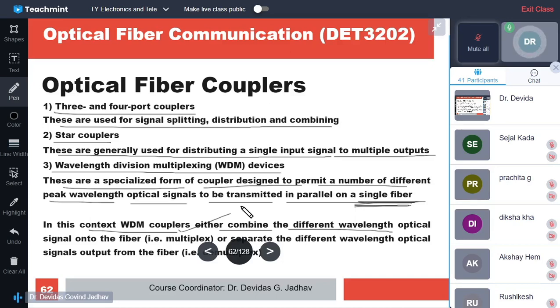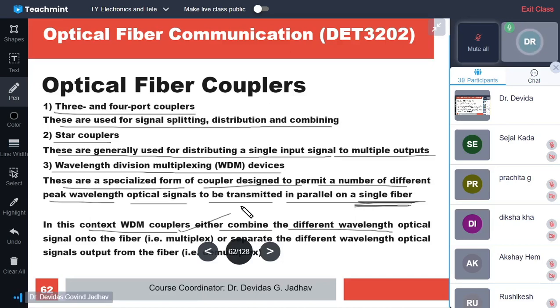Similarly, in the 3-port couplers and star couplers, there is a combiner and splitter. These two operations are there: combining and splitting. In WDM, multiplexing is there, demultiplexing is there. What is the difference between these? In splitting, a signal is coming on the main fiber, and this signal is distributed among many fibers. The same signal is distributed, just like a television program. The same program you can distribute on many televisions.